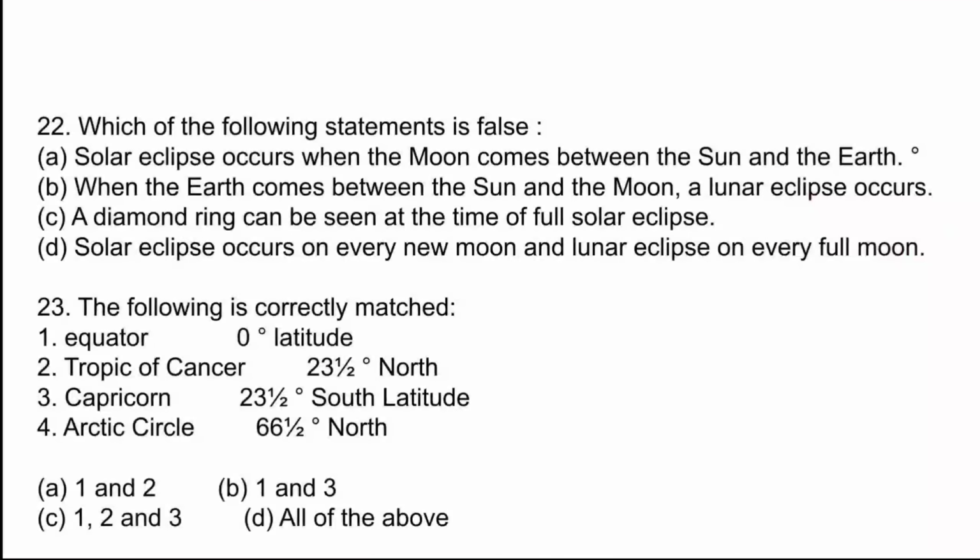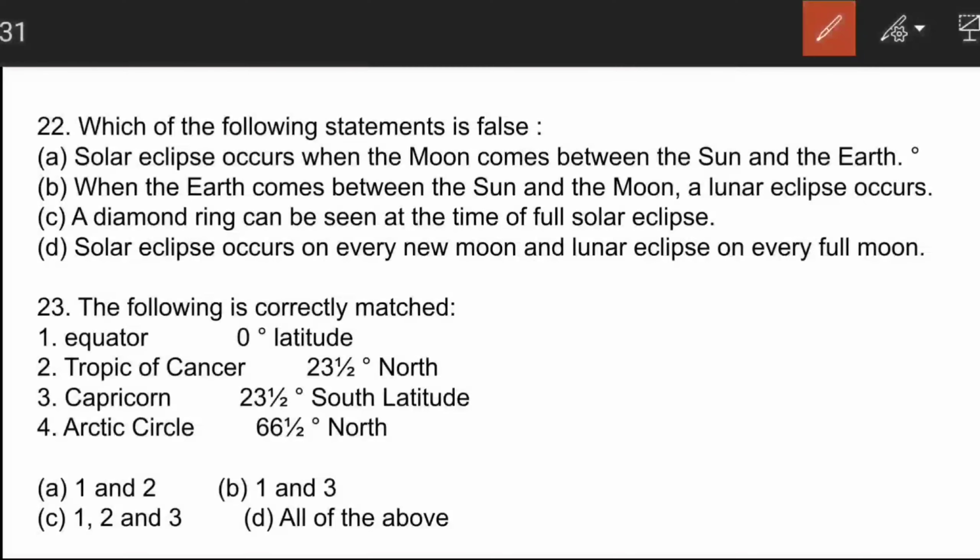The next question is, which of the following statements is false? Solar eclipse occurs when the moon comes between the sun and the earth. When the earth comes between the sun and the moon, a lunar eclipse occurs. A diamond ring can be seen at the time of full solar eclipse. Solar eclipse occurs on every new moon and lunar eclipse on every full moon. Here D is the correct answer.